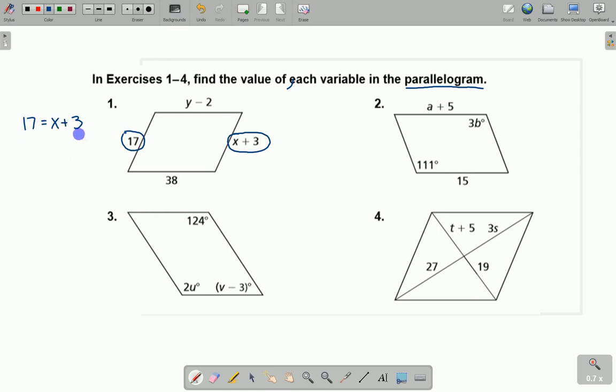Then it just becomes a nice easy algebra problem. Minus 3 and minus 3 to both sides. And you get x is equal to 14. So, because opposite sides are congruent, you should be able to set up another equation here with the top and the bottom side. I'll let you do that one to solve for y, so you can pause the video and do that. Then hit play and we'll do the next example.